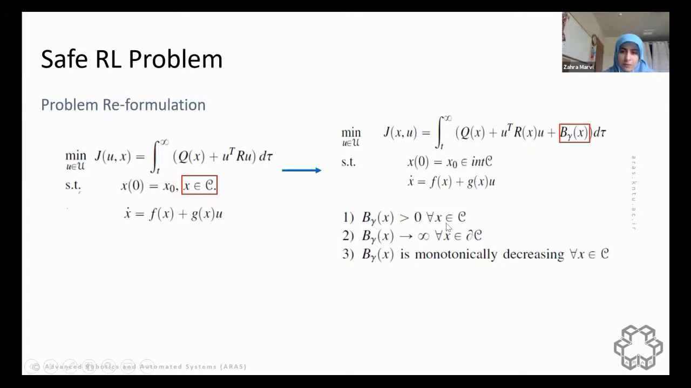There are some conditions that the barrier function should have. Again, being positive inside the set, going to infinity at the boundary, and also being monotonically decreasing, so it kind of gives us an index of how close we are to the safety boundary. And here is a logarithmic function we use as a barrier function candidate.